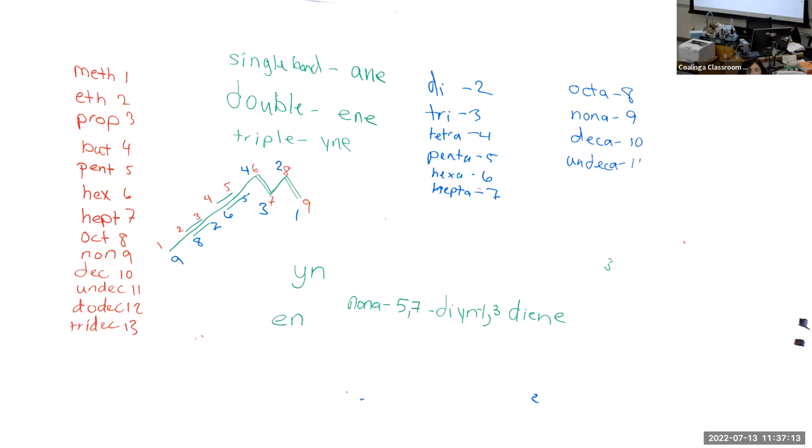Why'd you go the other way with the numbers? Because the double bond started at 1. So the triple bond starts at 2. Oh, okay. You always want to give it the lowest number.